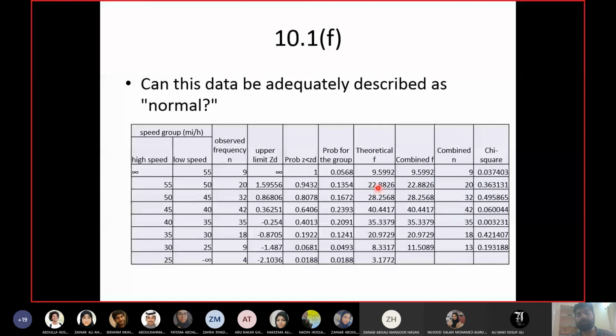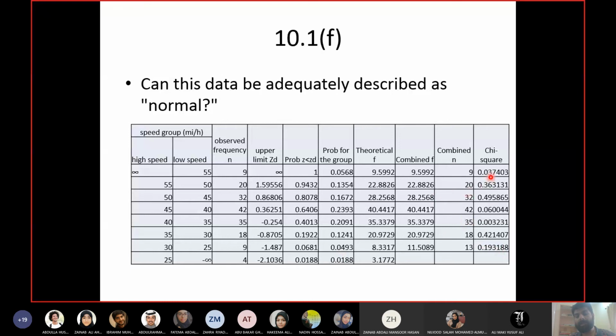Then you check if the theoretical frequencies are less than 5. I have one group which has a frequency of less than 5, so I have to merge it with the next group. If you merge 3.1772 with 8.3317, the combined value is 11.5089. So I satisfy my criteria. It is more than 5 now. Since I merged the f values, I have to merge the n values as well. So 9 plus 4 gives you 13. So now I have the n and f for each group.